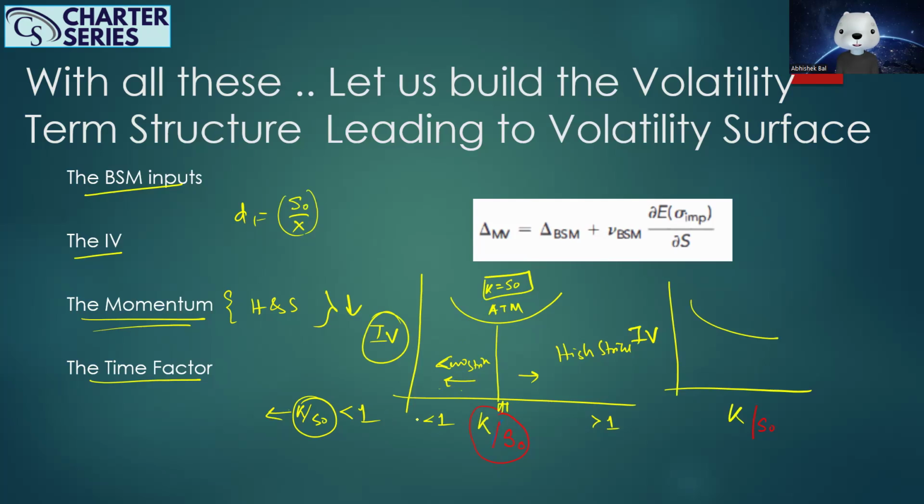Another way it can happen is that the K, that is the strike price, decreases, but at the same time, the stock price also decreases. We can interpret it this way also. The only condition being that the stock price decrease is going to be less than the strike price decrease, so that the ratio of K by S is still less than 1. If that happens, then also we are going to get the same result.